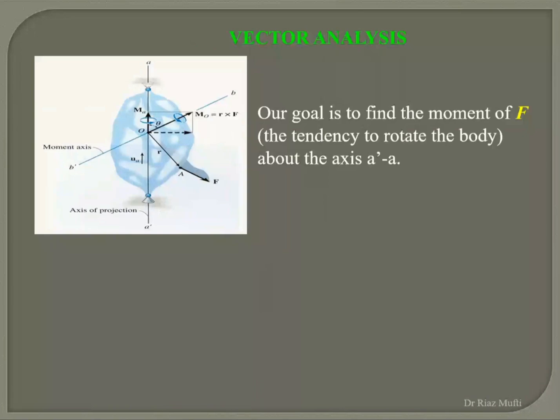Okay, vector analysis. So our goal is to find the moment of F, that's basically the tendency of rotation, about the axis A dash. In simple words, what we're looking at is you've got the force being here, and this force is creating a moment of which the axis is here. I want to find the component of this moment along this axis here. So in simple words, that's MA.